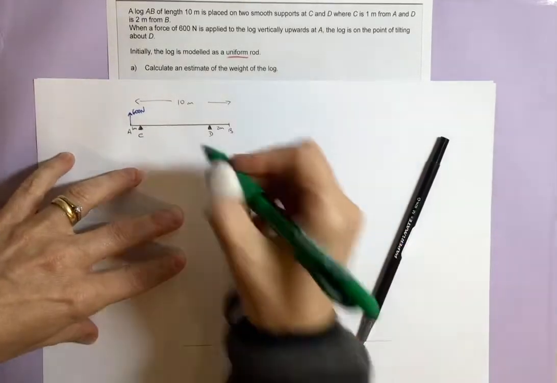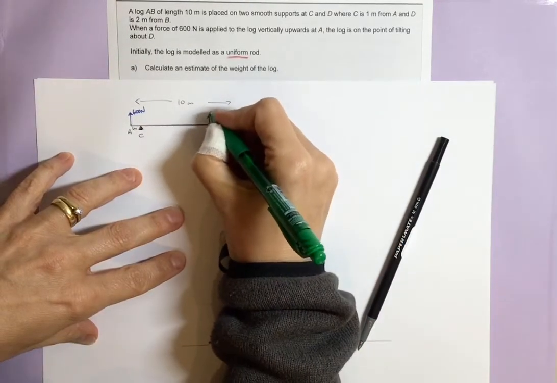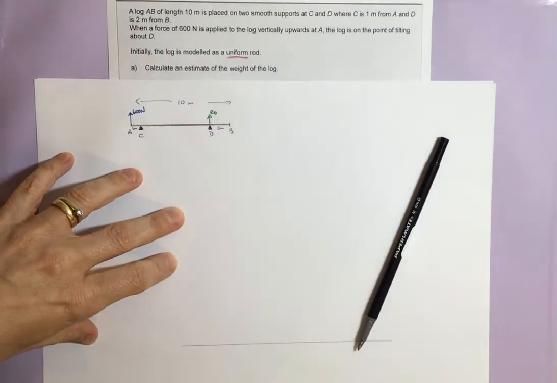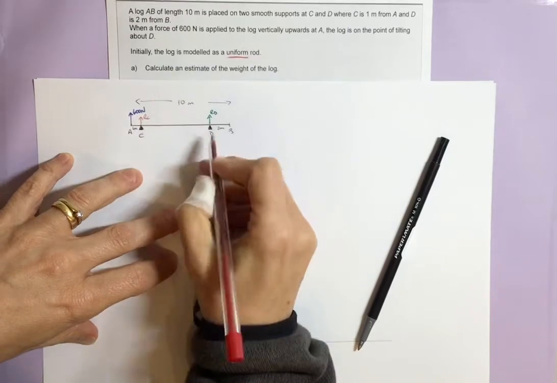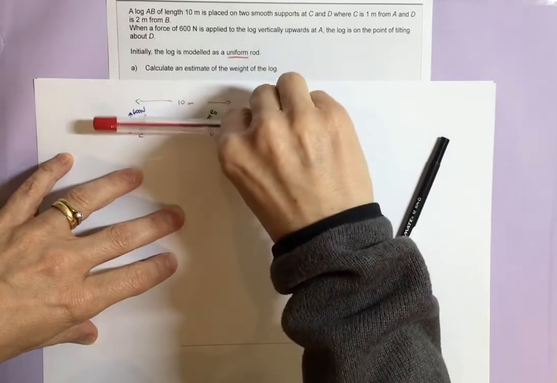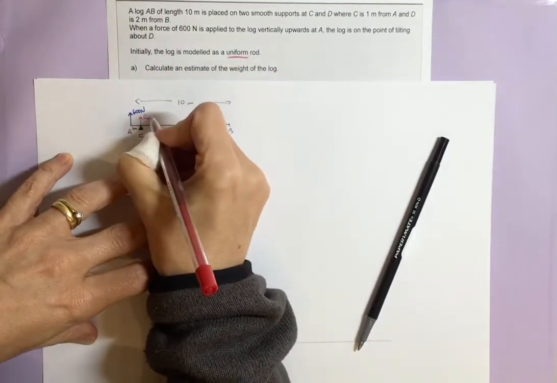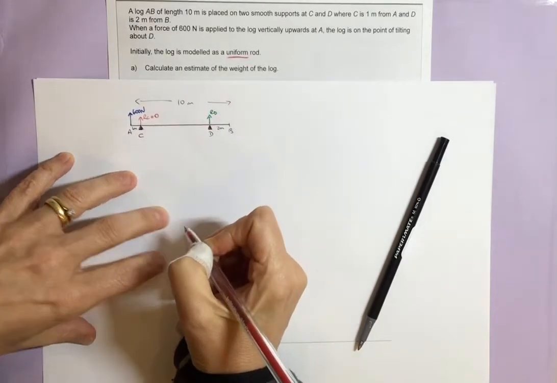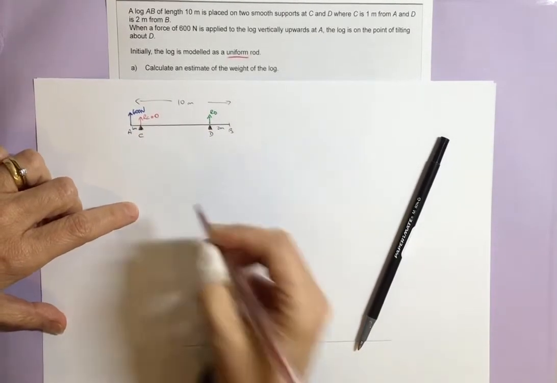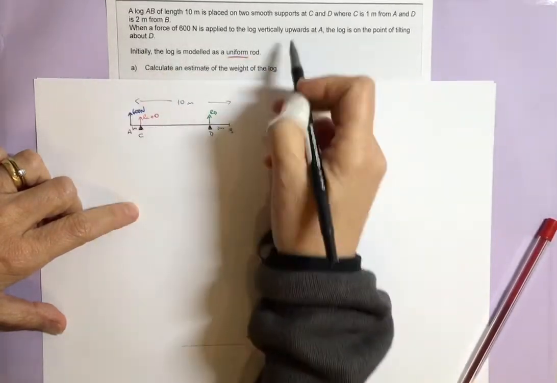Let's put our reaction forces on then. So we've got a reaction at D, and we've got a reaction at C. And because we're at the point of tilting about D, it's about to lift off the support at C. So that reaction at C is going to go to 0. Okay. So that's our situation drawn.